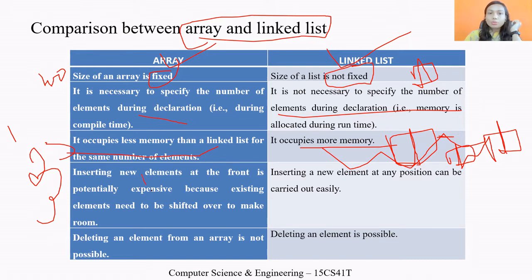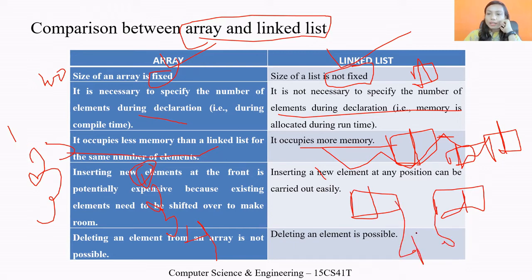In an array, assume you have 3 elements, 1, 2, 3. I can keep a new element at the continuous 4, but I cannot insert at the first. In a linked list you can insert anywhere because it is a loose connection like this. If I want to insert in the middle, I can link it to a new node and then make it point. Deleting an element from an array is also not possible, whereas in a linked list it is possible.